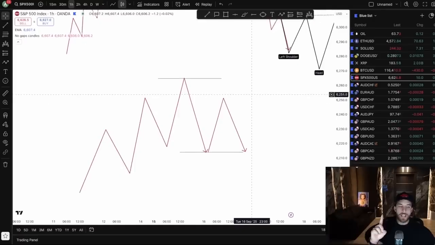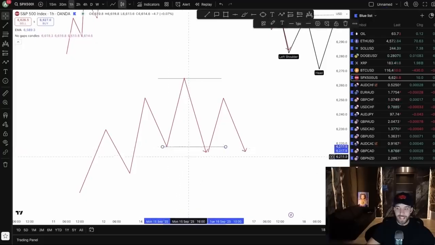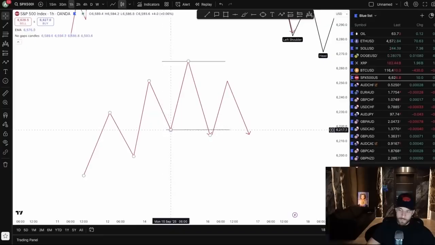But there's a big difference between a valid head and shoulders and an invalid head and shoulders. Now, this right here is a valid head and shoulders because we have broken this neckline. Since we have broken this neckline, this is a valid head and shoulders.